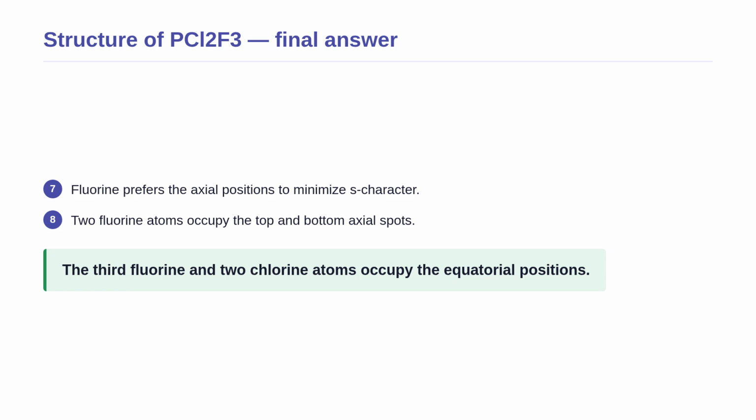Since there are 3 fluorine atoms but only 2 axial positions, 2 fluorines will take the top and bottom spots. This forces the third fluorine to take one of the equatorial spots. The 2 less electronegative chlorine atoms will happily occupy the remaining 2 equatorial positions, which have higher S character. This arrangement perfectly minimizes the energy of the molecule.